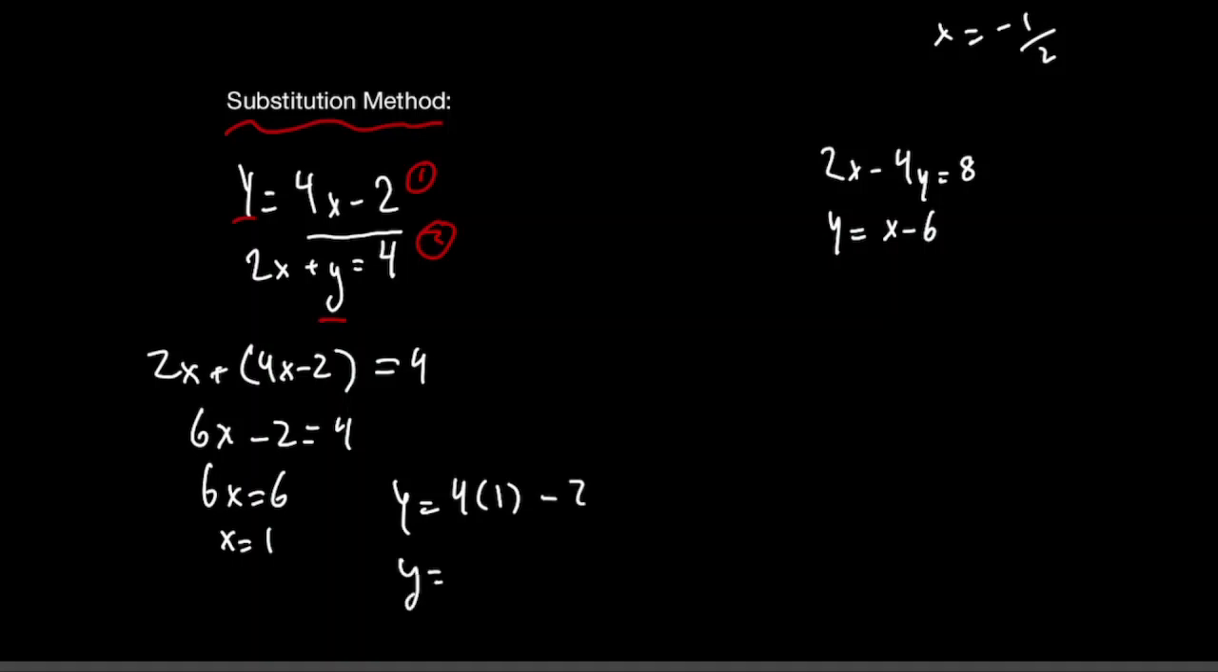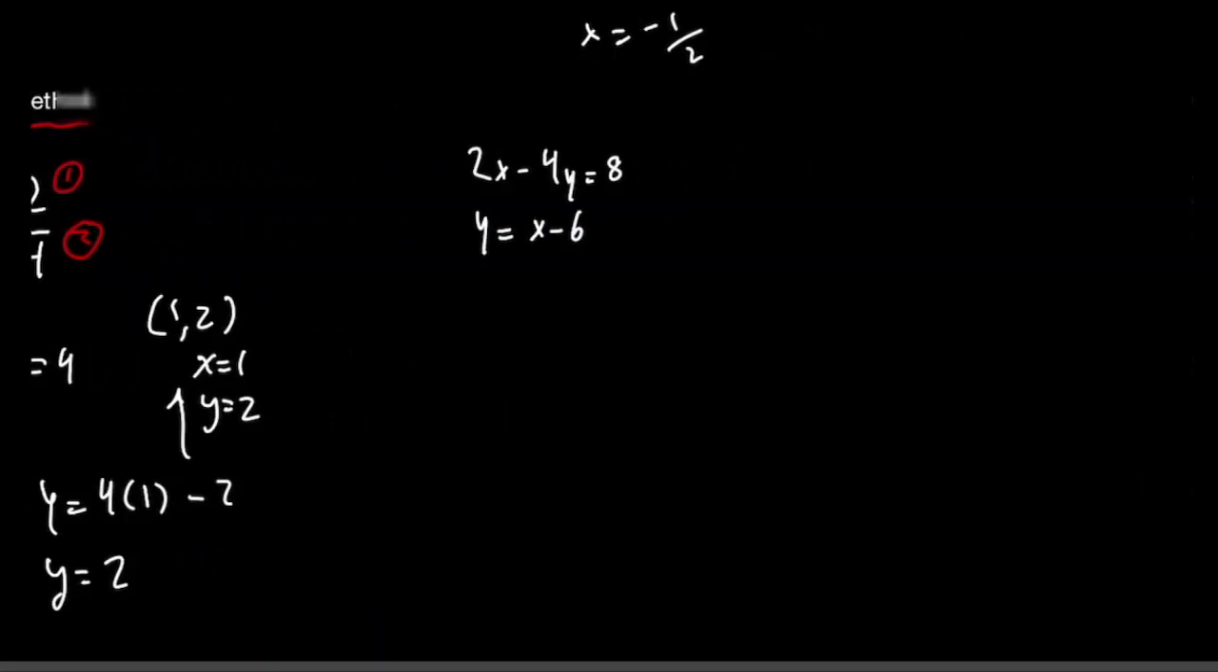Simplifying that, y equals 4 multiplied by 1, which is 4. Subtract 2 from that, and y equals 2. So our answer, in coordinate form, would be (1, 2), or x equals 1 and y equals 2.